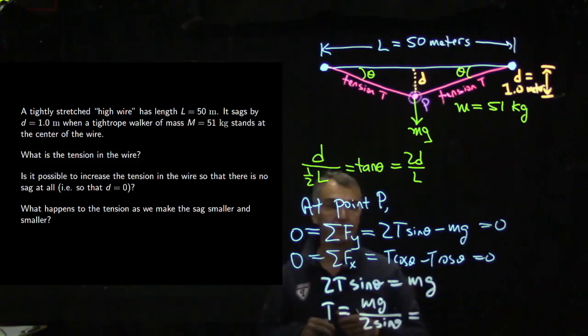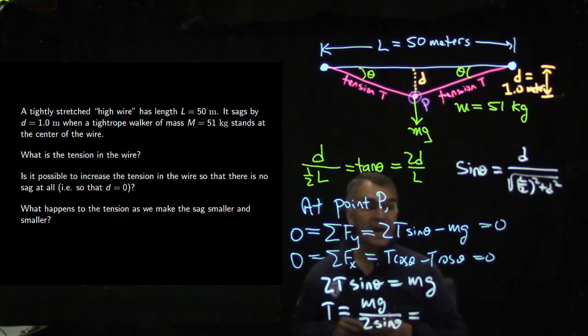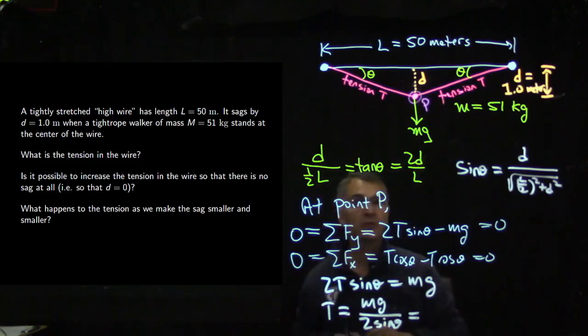Oh, and what is sine theta? Well, actually, sine theta is d over the square root of (L/2) squared plus d squared. And for an angle this small, sine theta and tan theta are not very different. We can work it out exactly. I claim that sine theta and tan theta are very similar. So tan theta is 2 over 50, which is 1 over 25, which is 0.04.